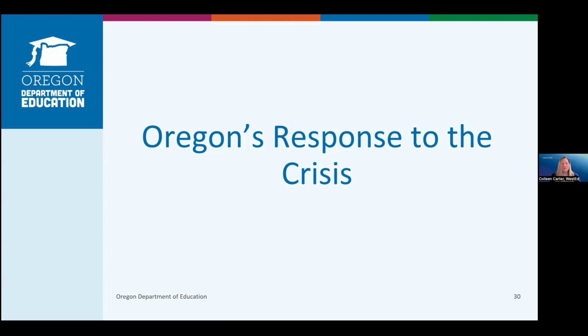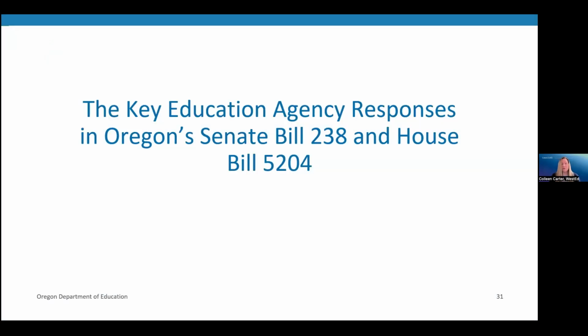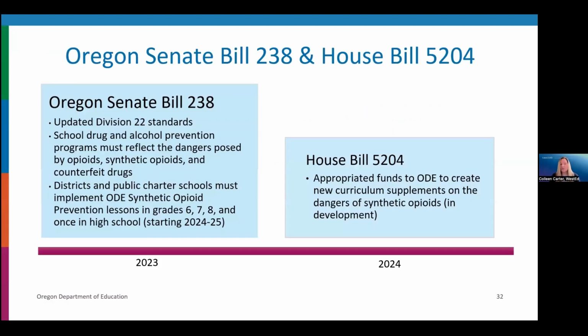Now that you've learned more about the opioid epidemic and its impact on young people in Oregon, I'm going to talk about the legislative response to the opioid crisis. There are two key education agency responses in Oregon that you need to know about: Oregon Senate Bill 238 and House Bill 5204. There are other responses across different agencies, but today we're focusing on the responses specific to education.